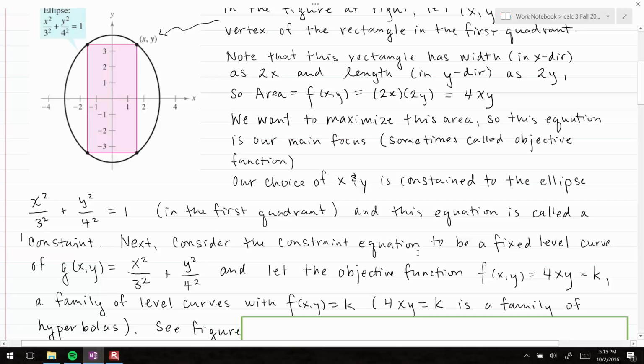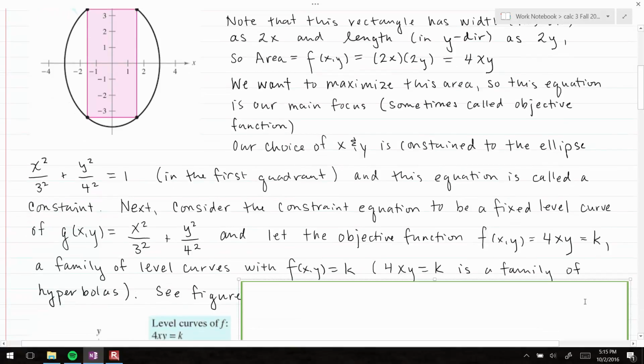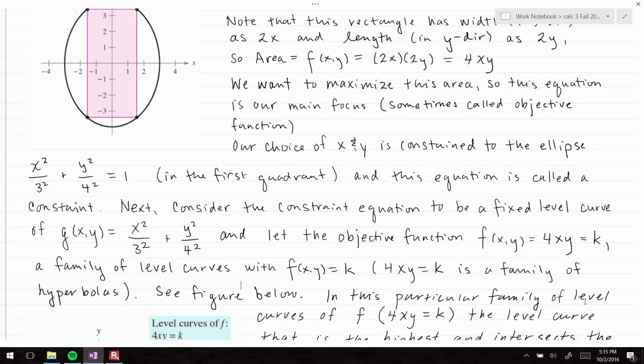Let's consider this constraint equation to be a fixed level curve, and we're going to define it as g. Notice it depends on x and y. Then we're going to let the objective function f of x, y equal 4xy, which is equal to k, and that's the one that's varying. This k is a constant, but if you let it vary, it's like a family of level curves. Specifically, for xy, that function defines a hyperbola, so they happen to be a family of hyperbolas in this case.